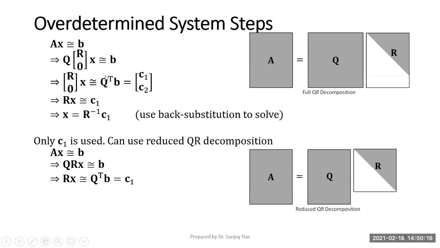This is the full Q, the unitary matrix Q, and this is the long matrix Q. This is this Q, and this is this Q. So this is how you approach overdetermined systems using QR decomposition. Hence, it will give you the same answer: X is R inverse C1.